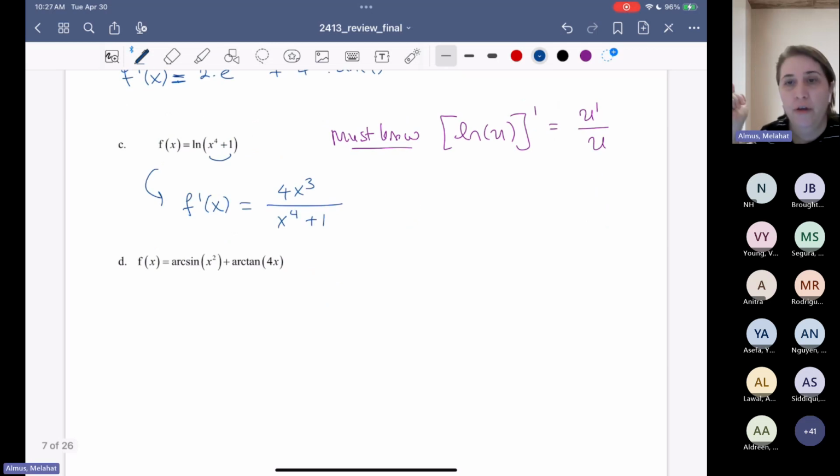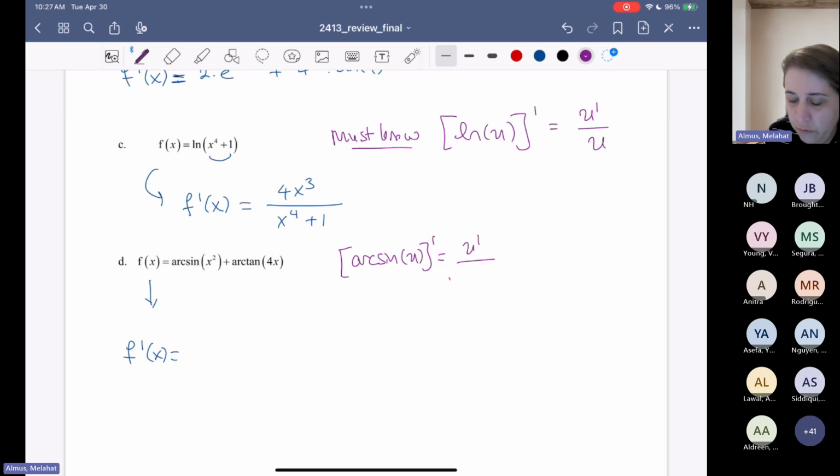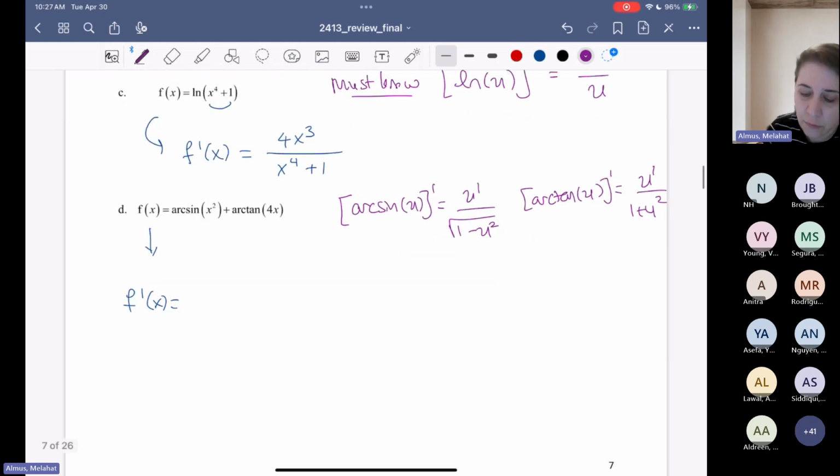And we must also know derivatives of arcsine and arctangent. Arcsine, arctangent. We must know them. All right, arcsine. Let me write it here. Arcsine of u. The derivative is u prime over root 1 minus u squared. Arctangent, u prime over 1 plus u squared. No square root on this one. Okay. So know your formulas, know how to apply them.